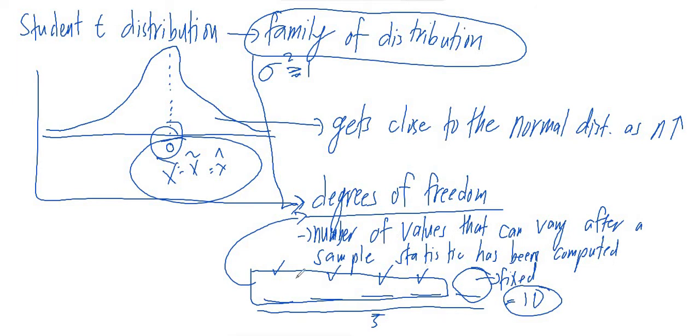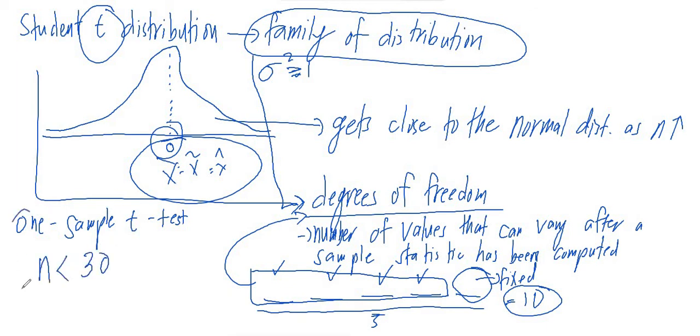And these degrees of freedom choose which t-distribution will be used in a specific problem. But again, it will be the computer that will be computing this for us. So again, we will have the one sample t-test to know whether the sample is the same as the population mean if n is less than 30. In the next video, we're going to start our hypothesis test using the one sample t-test.